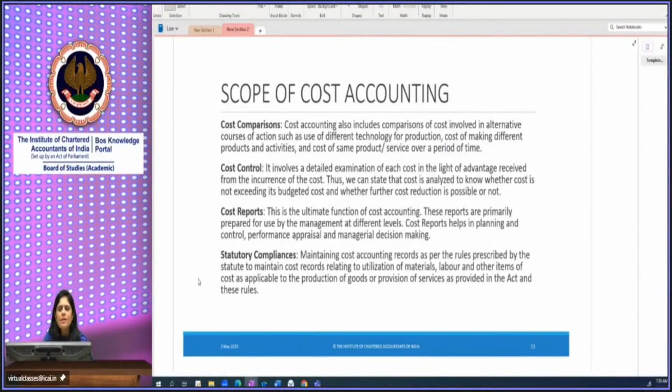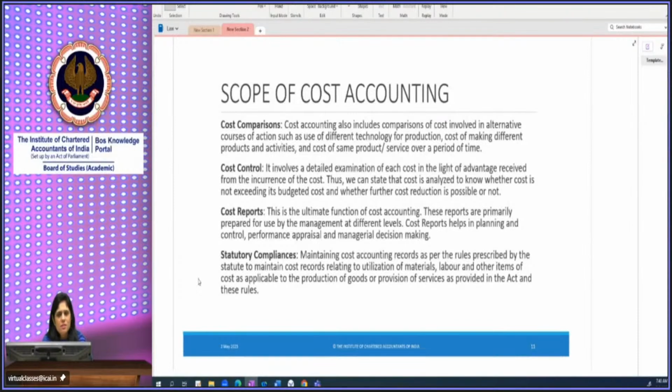All right. So cost comparison could be alternative courses of action or different technology you are using, and then you compare the cost. So technology A, technology B, technology C. There are three ways of manufacturing the product by different technology. What will be the cost? Or the cost of making different products or activities, or cost of the same product over a period of time. So there could be many ways in which management would like you to compute the cost and then compare, so as to strive for the best alternative course, right?